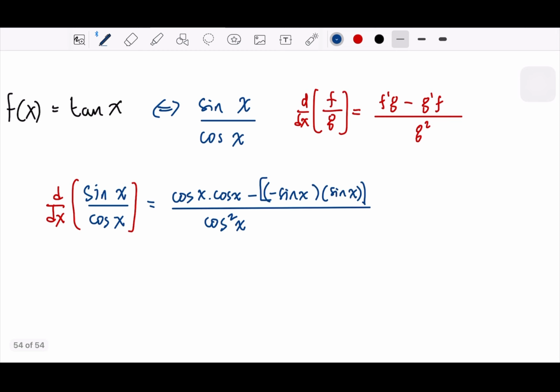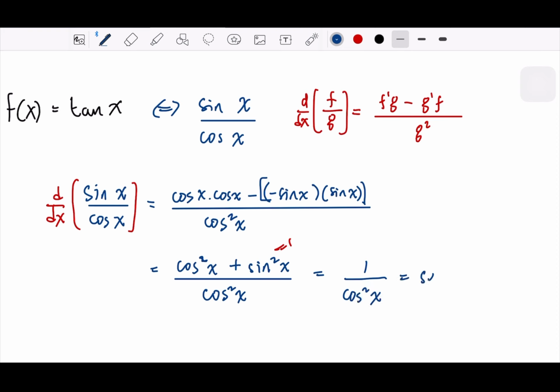So we will have cosine squared x plus sine squared x. By the identity, this will be 1. So the result will be 1 over cosine squared x, or you can say it's secant squared x.